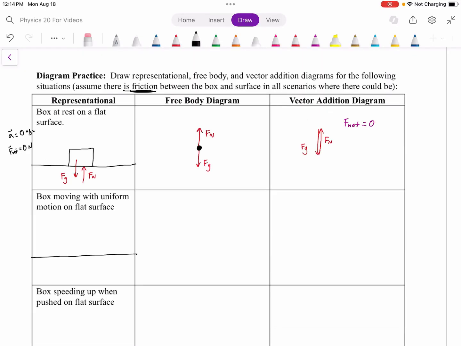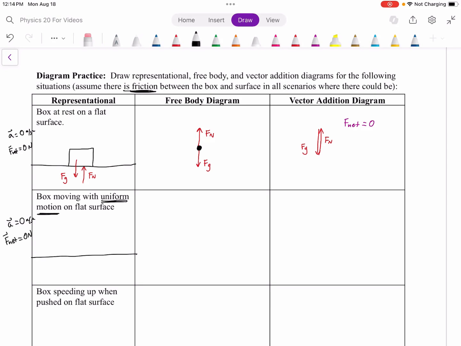Okay, a box moving with uniform motion on a flat surface. So pause right away. If it's moving with uniform motion, is it accelerating? No, it's not, right? Okay, so if it's not accelerating, what's the net force acting on it? Zero. You've got it. If it's moving with uniform motion, then the net force on it must be zero.